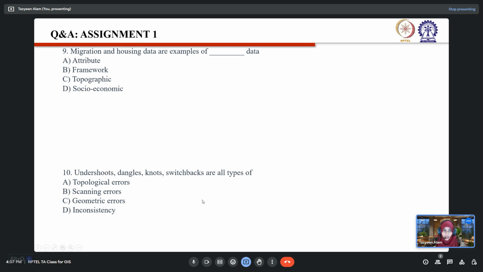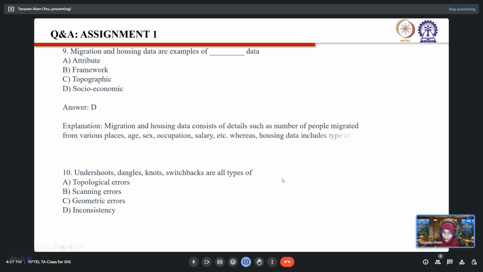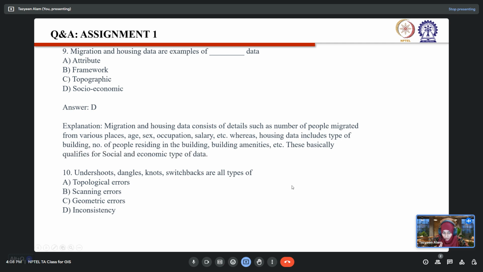Ninth, migration and housing data are examples of dash data: attribute, framework, topographic, socioeconomic. I think this is again very obvious, it's going to be socioeconomic, because migration and housing data consists of details such as number of people migrated from various places, including the age, sex, occupation, salary, etc. Whereas housing data includes type of building, number of people residing in the building, and other building amenities, etc. So these are basically qualities of social and economic type of data.